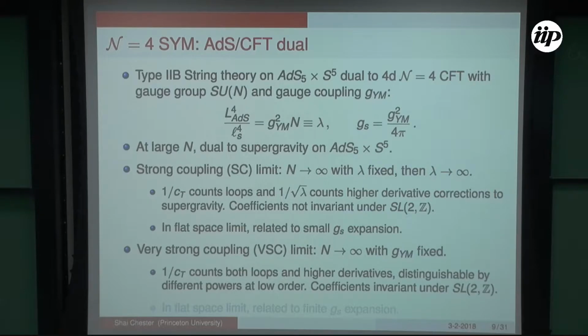But at very low orders, they're just going to have different powers. So it's going to happen that the higher derivative corrections are going to have some weird fractions, whereas loops are going to be integer powers, and that's how you're going to distinguish them. In the flat space limit, this corresponds to the finite g_string expansion. So the one where you saw those Eisenstein series. So that's the bulk version of this CFT limit.